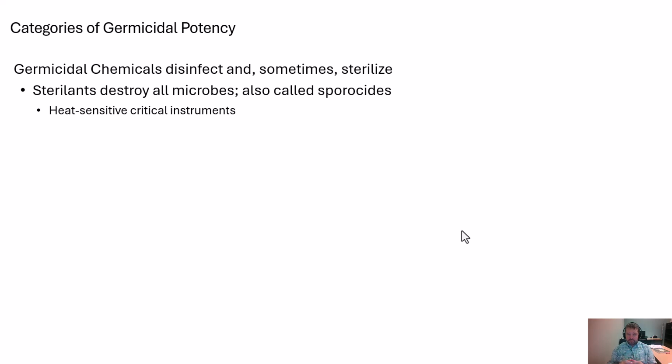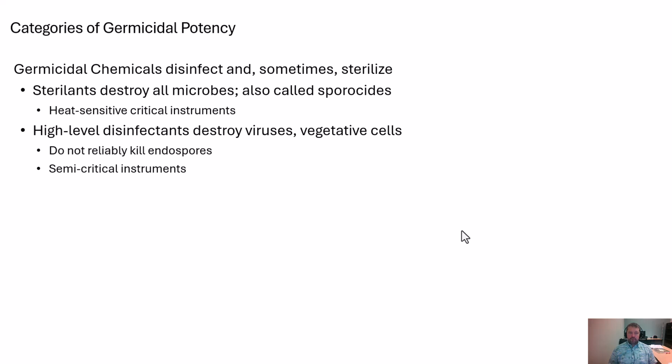It has to be able to destroy endospores, and so if it can destroy endospores and vegetative material and enveloped and non-enveloped viruses, then it possibly could be considered a sterilant. And then it also has to meet that requirement of a 1 in 1 millionth chance of having a positive pathogen on that material.